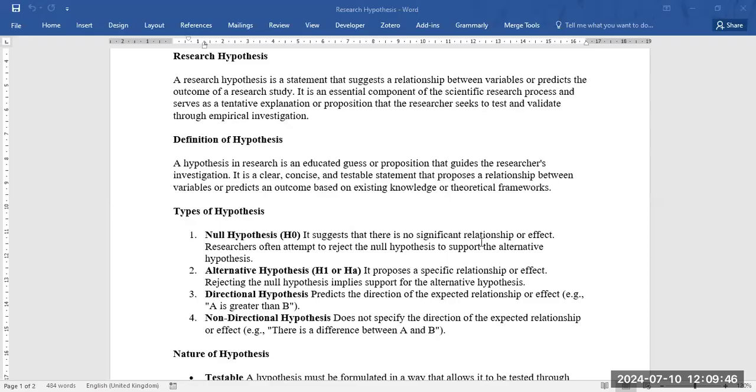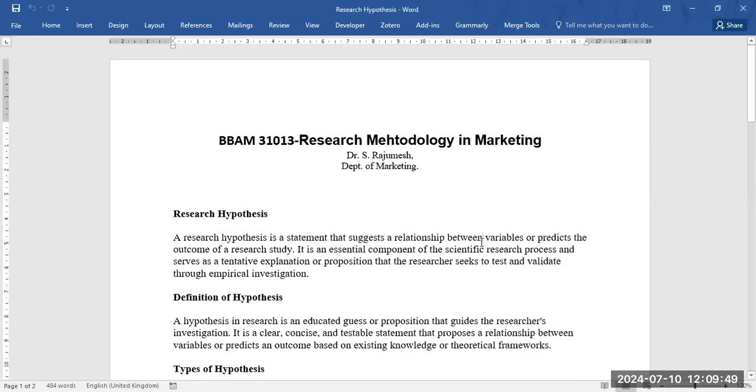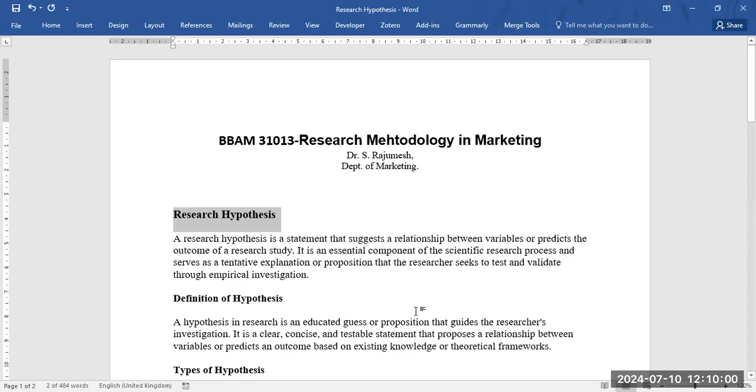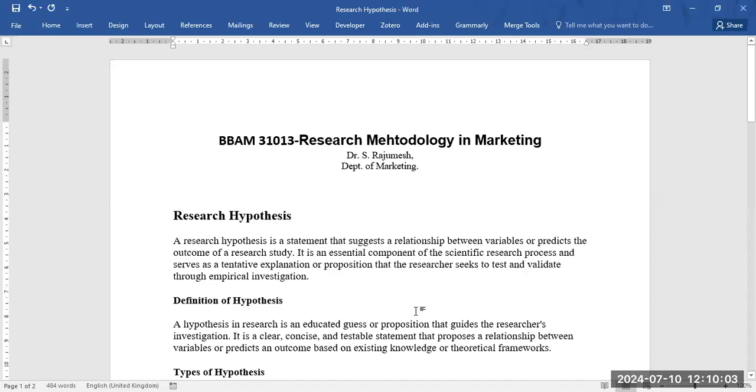Today we will discuss research methodology, specifically the research hypothesis. Already we have discussed the research hypothesis. It is a statement that suggests a relationship between variables, and predicts the outcome of a research study.